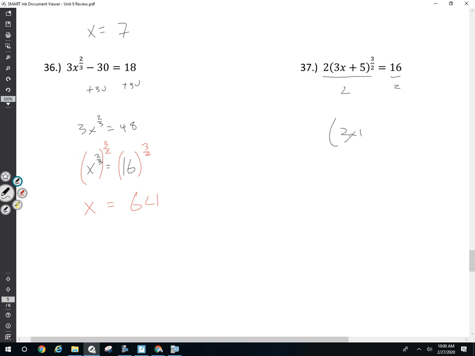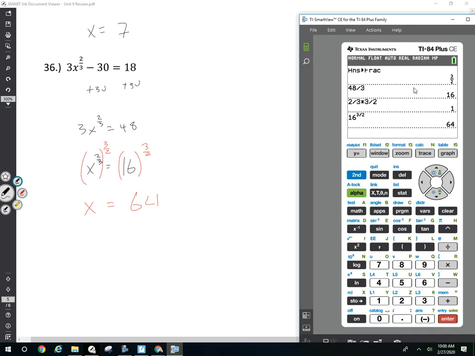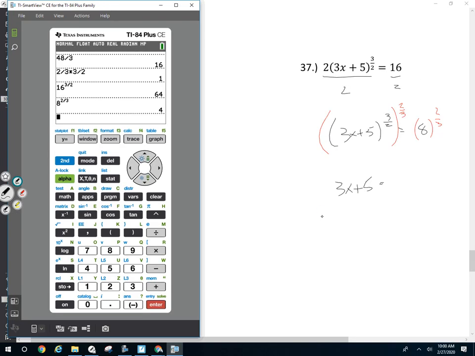Okay, divide by 2 would be my first step. I got 3x plus 5 to the 3/2 equals 8. I got to get rid of this 3/2. What should I do? Take both sides to the 2/3 power. I get 3x plus 5 equals 8 to the 2/3. What's that? I don't know. Type it in your calculator. 8 to the 2/3 is 4. Look at that. That's nice.